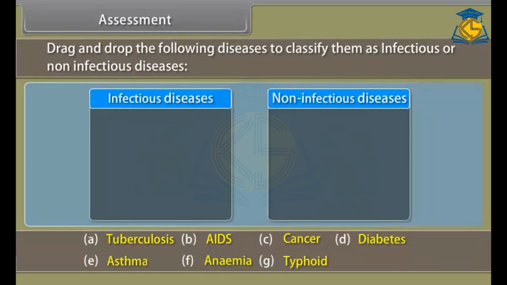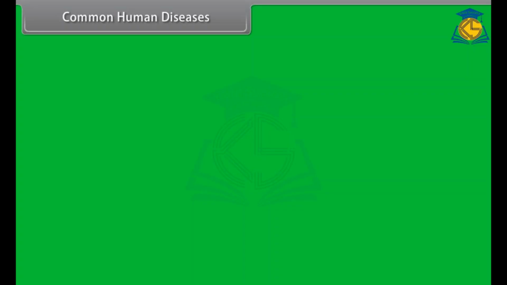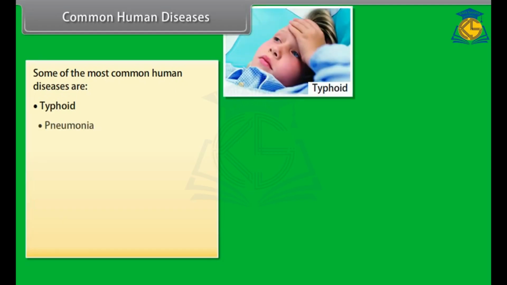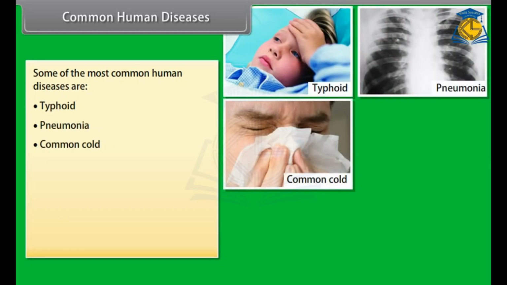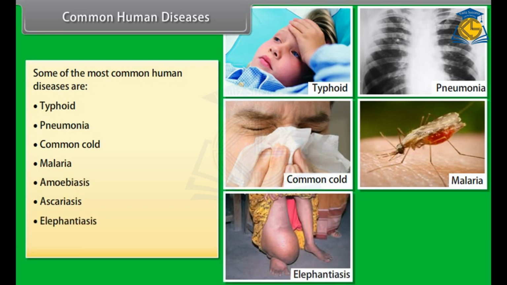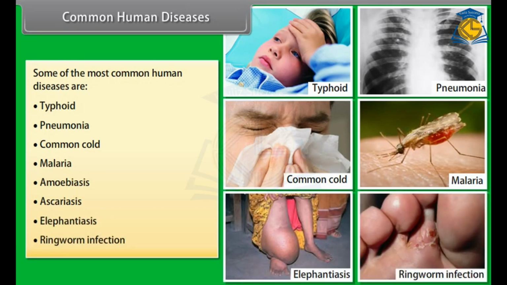Assessment. Before proceeding further, let us know how much you have learned. Common human diseases. Some of the most common human diseases are typhoid, pneumonia, common cold, malaria, amoebiasis, ascariasis, elephantiasis, ringworm infection.